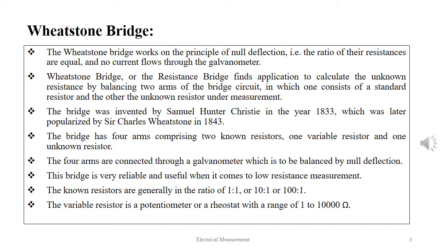The bridge is very reliable and useful when it comes to low resistance measurement. The known resistors are generally in the ratio of 1:1 or 10:1 or 100:1. The variable resistor is a potentiometer or a rheostat with a range of 1 to 10,000 ohm.